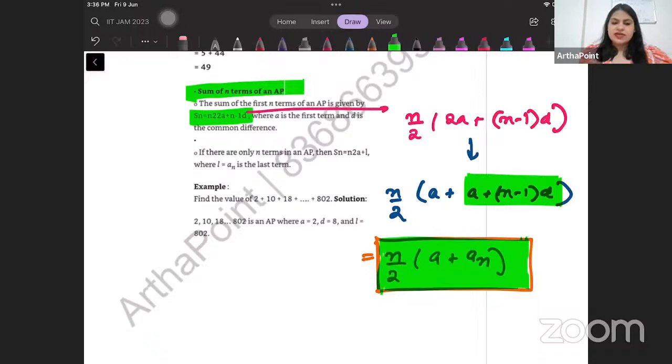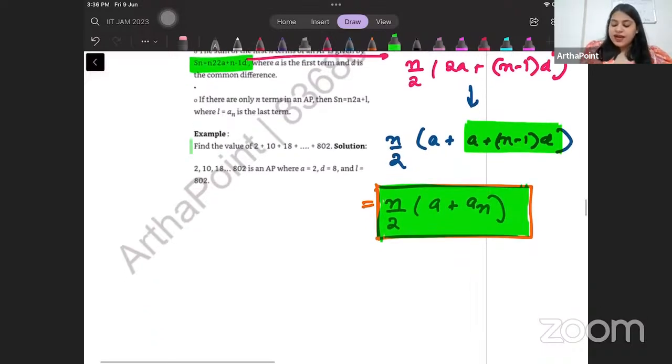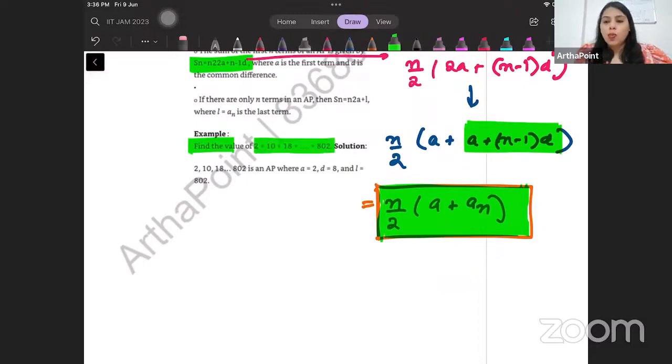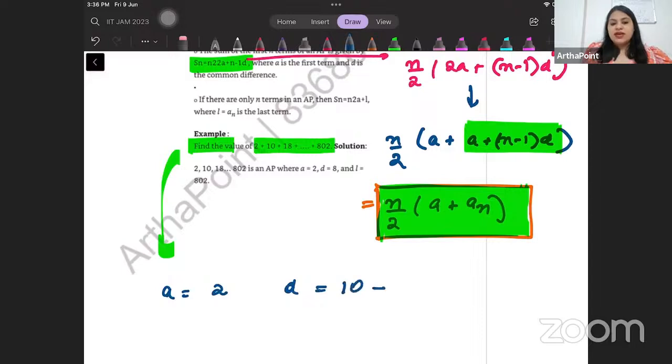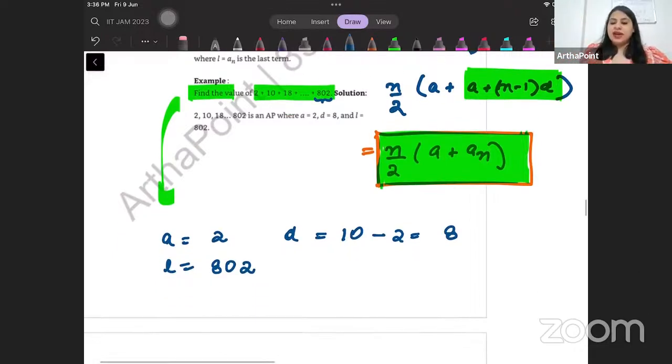Let us go ahead and take some example. Find the value of 2 plus 10 plus 18 till 802. Okay, let's try and see. So this says that the first term is 2. What is d? D will be 10 minus 2, which will be 8, right? Now, last term is given to you as 802. That means the nth term, the last term is given to me as 802.